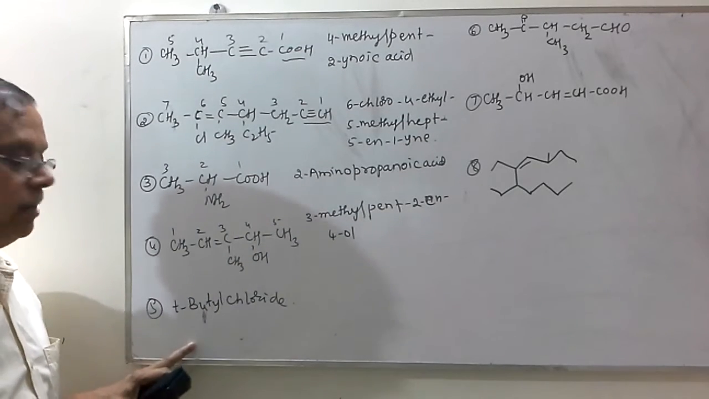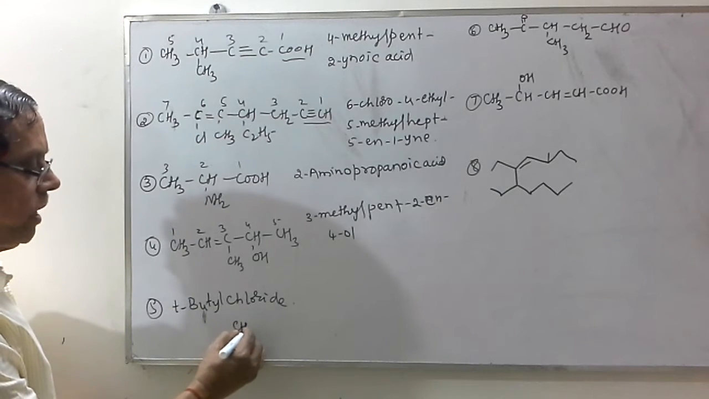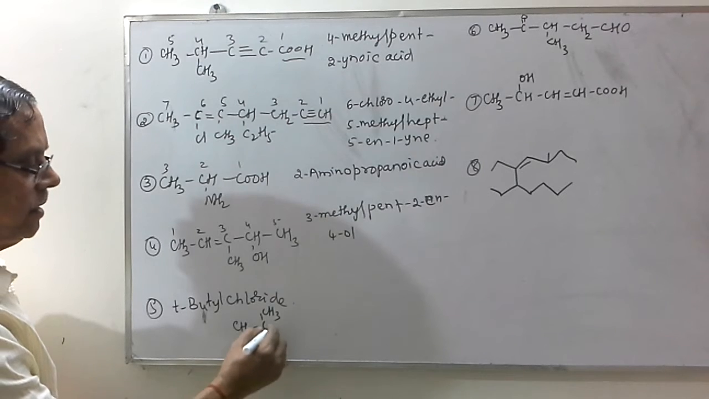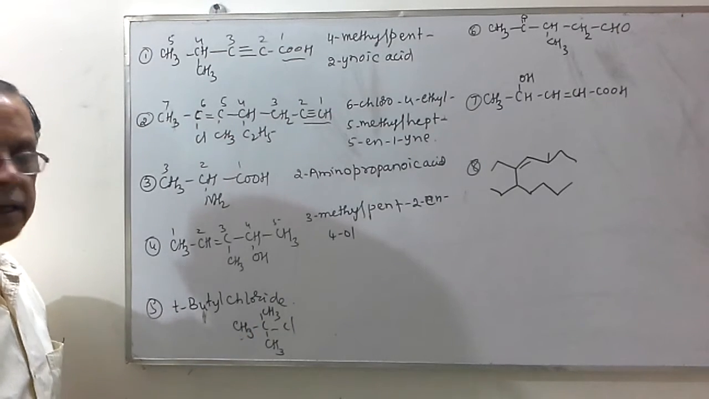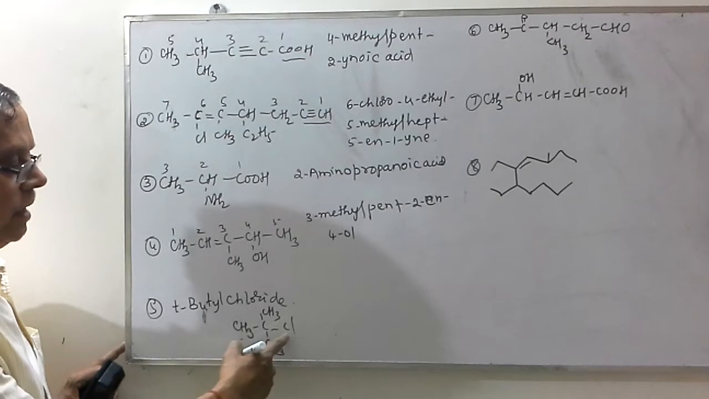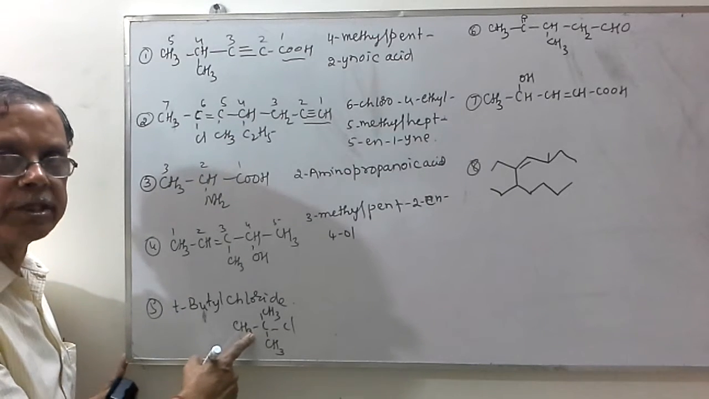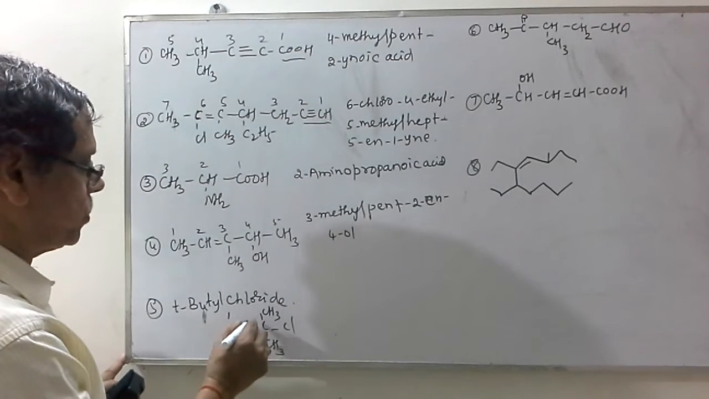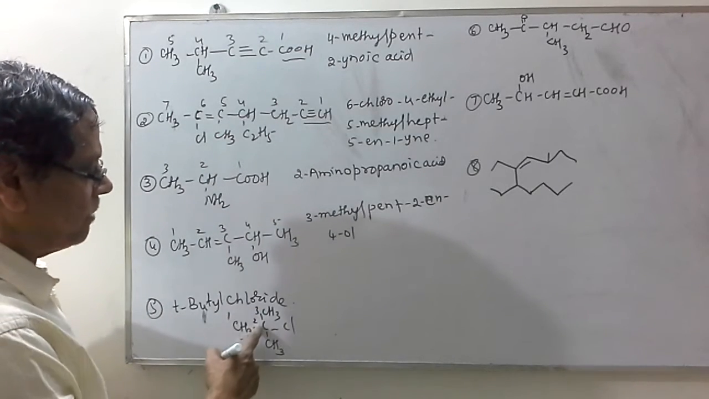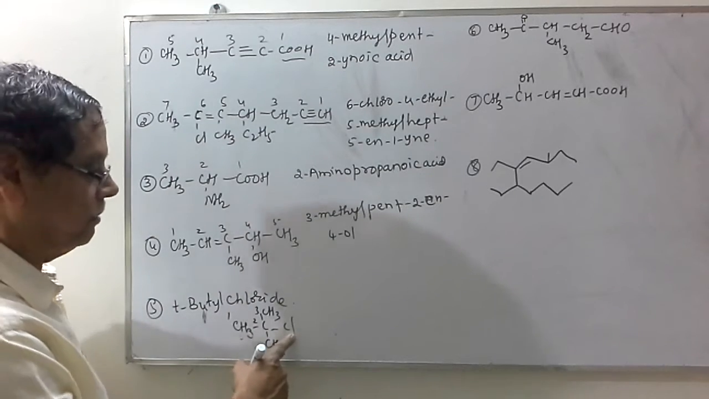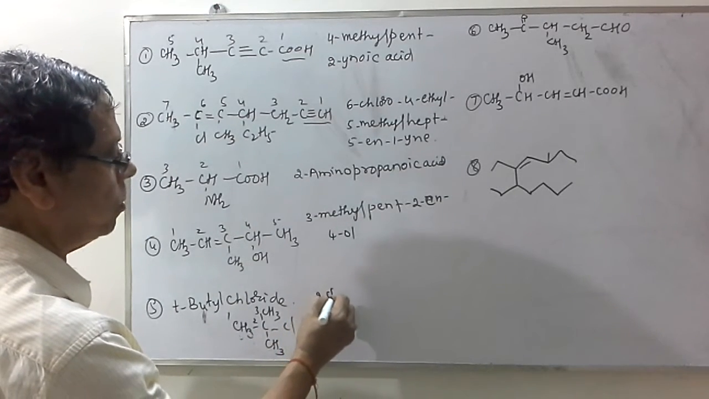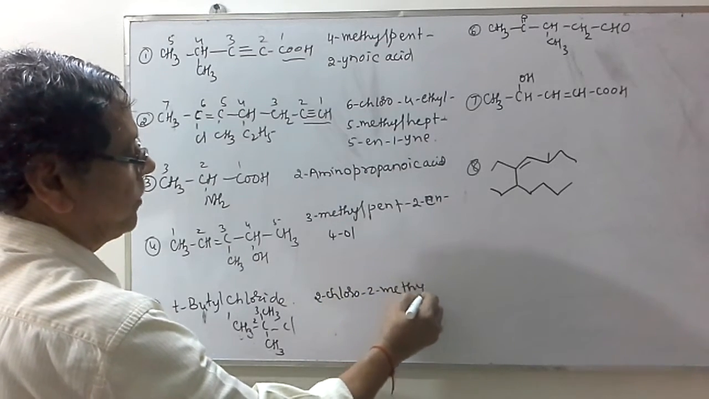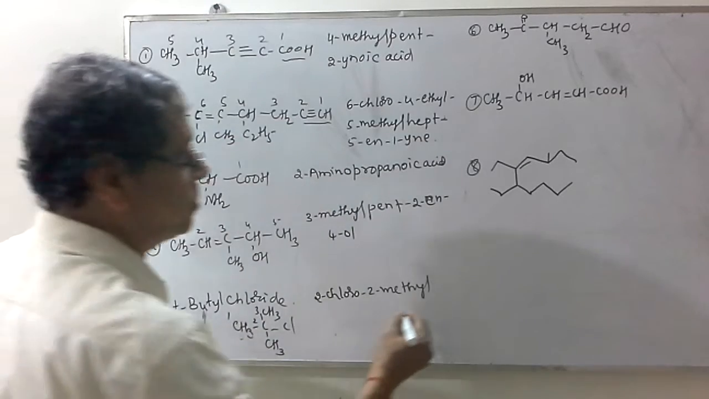The next example is tertiary butyl chloride. Tertiary butyl chloride is indicated with this formula. (CH3)3CCl. The carbon carrying the halogen atom is not containing any hydrogen atom, therefore it is a tertiary carbon atom. This should be numbered as 1, 2 and 3. Second carbon carries the methyl as well as halogen atom. Therefore it is 2-chloro, 2-methyl. The parent compound contains only 3 carbon atoms, therefore it is propane.